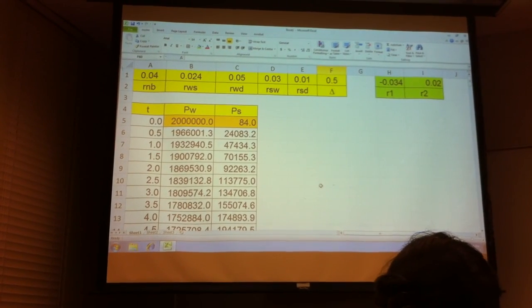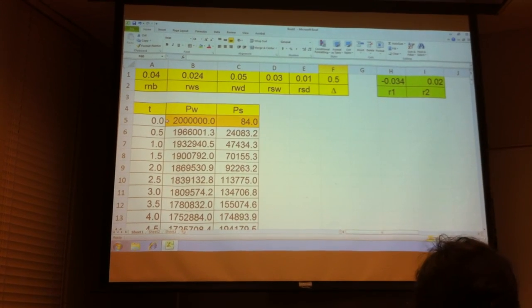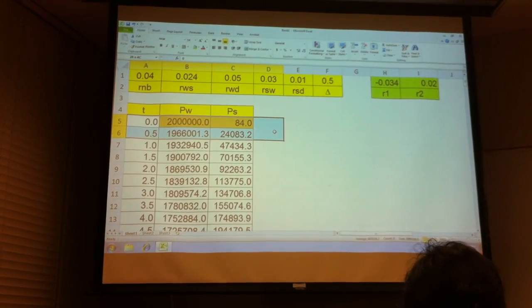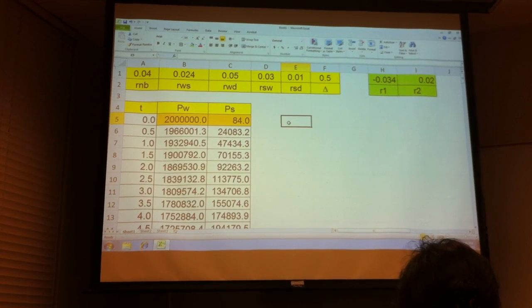We call them pull downs. Now I'd like to plot this. Can we look at R2 first?